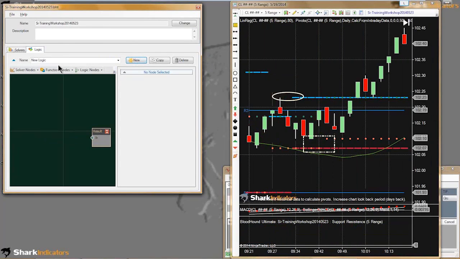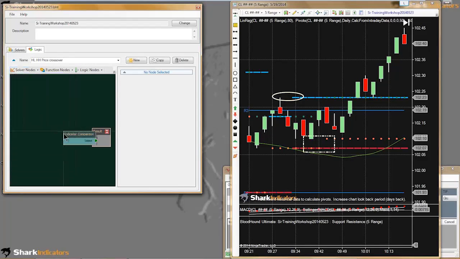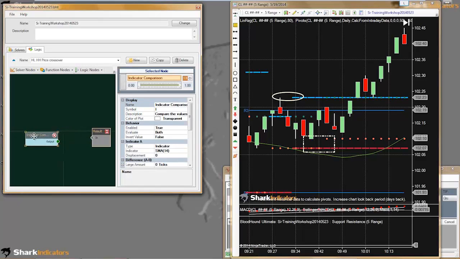So let me make a new template for this, and let's see. So we're looking for a higher low, and then a higher high, then a price crossover. Alright, so let's see, I'm going to use the comparison solver first.